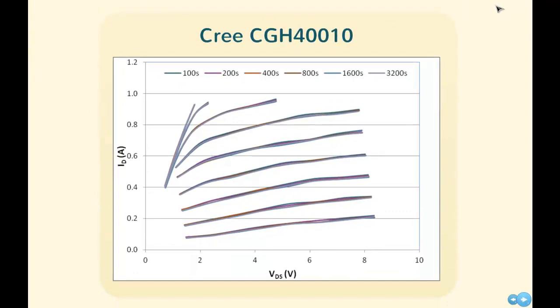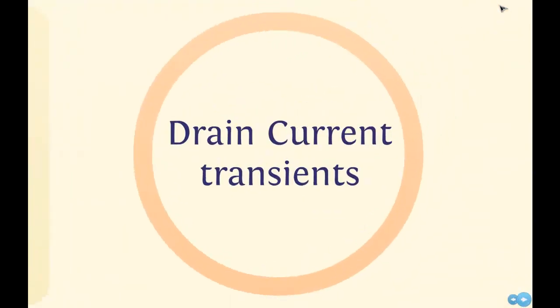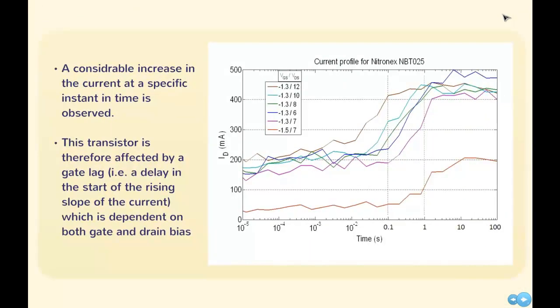You can see that after the time is increased over 100 seconds for your pulses, all the curves overlap and there is no difference in the way you go around them or in the length of pulse that you use. Now you can also see some drain current transients which are again attributed usually to buffer traps. For example, for the Nitronex device here, you can see a considerable increase in the current at that specific instant in time. So the way these tests are carried out is that you bias the transistor and you keep it at that bias for a long time and see if there is any change.